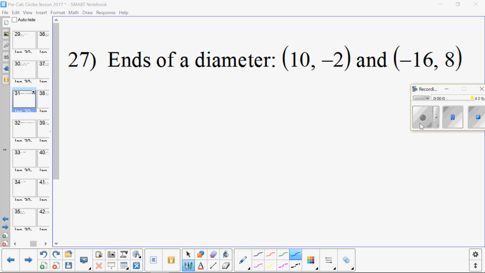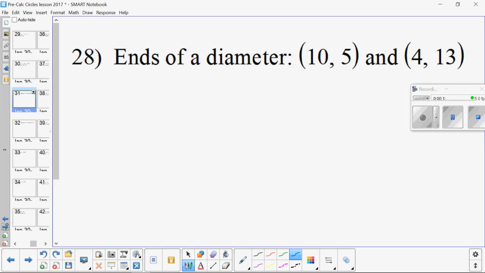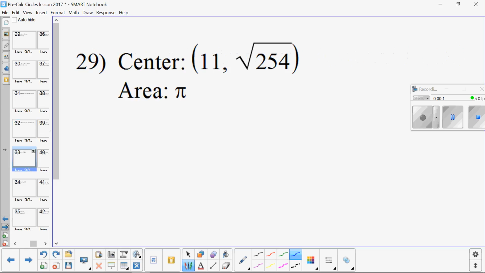27 is again ends of a diameter question. We did one earlier. Just go back to the notes on that and continue with that, using finding the center, then finding the radius using a distance formula. Same with 28. 29, I'll give you center and the area. One thing you still have to remember from geometry is area equals pi r squared.